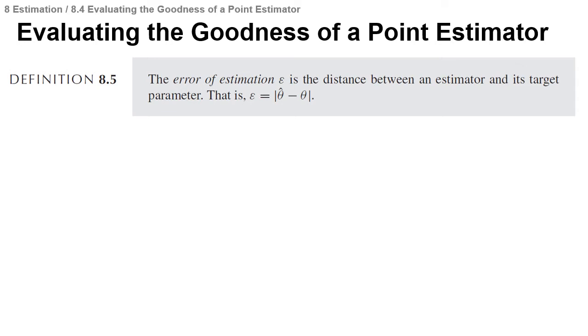Previously in chapter 8.2, we learned about mean square error, which is another way of checking the goodness of the point estimator, and the MSE is the expected value of theta hat minus theta squared. So this is MSE, and this is also another way of evaluating the goodness of a point estimator.